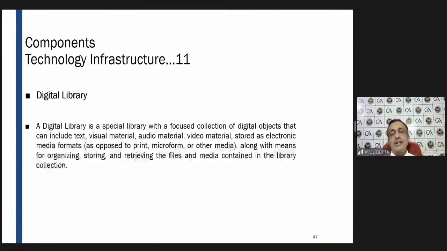Then digital library. It's a special library with a focused collection of digital objects, which include text, visual, and audio material stored in electronic form, so that whenever a user accesses it, that data is made available. Because this takes a lot of space, there has to be a mechanism to allow the storage, and there has to be a mechanism to allow it to be retrieved very fast. The retrieval speed has to be very, very fast.